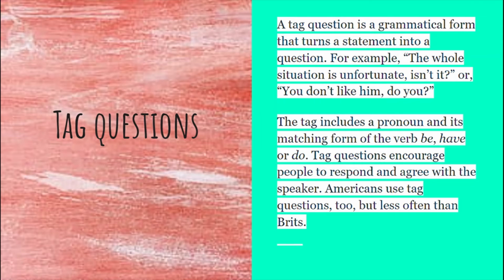Now, it works more or less like opposites. For example, if in the main sentence the verb you use is not negated, the question tag at the end has to be negated. And if the verb in the main sentence is negated, the question tag at the end is not negated. So that's it.